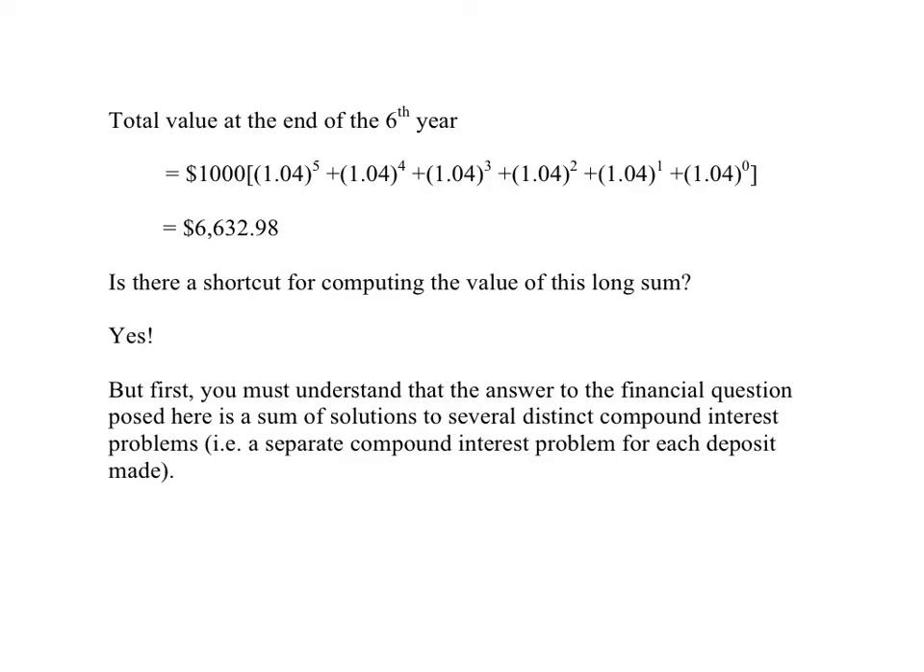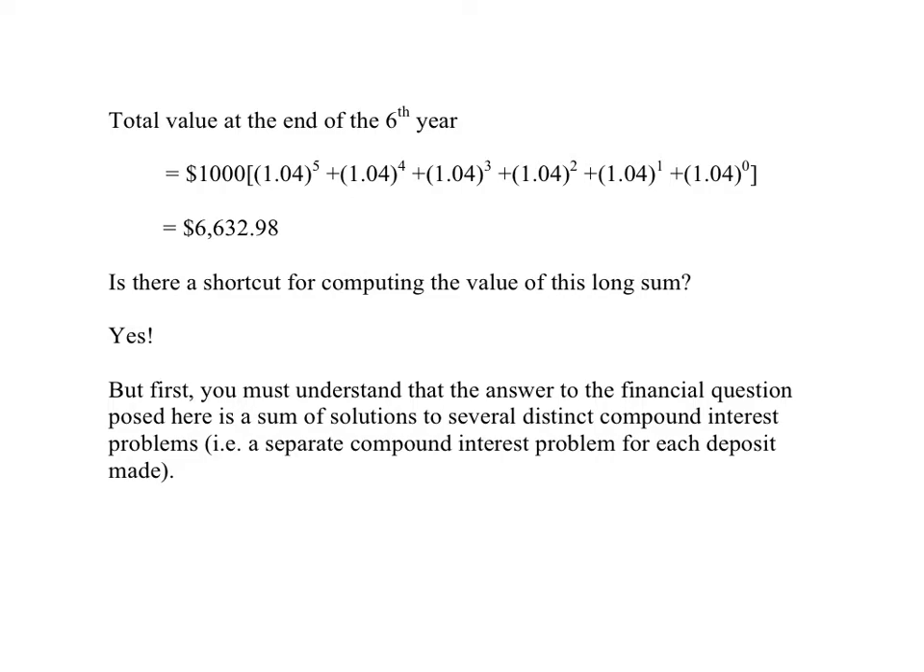Through laborious computation, we have tallied up the total value of the account at the end of the 6th year. All right, that's what it is. Is there a shortcut for computing the value of this long sum? What if we were talking about the end of the 20th year or the 50th year? It would be really quite depressing if we had to do this the long way. The good news is that yes, there is a shortcut, there is a formula.